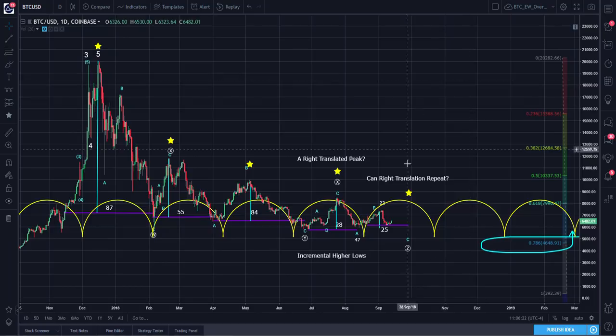So, let's see whether we get an ABC as the primary says and decline to 5200, or we get another right translated peak. If we do get another right translated peak, that's a great sign of a trend reversal. But you know what? We better get the volume up there too. Without the volume, I'll be very suspect.